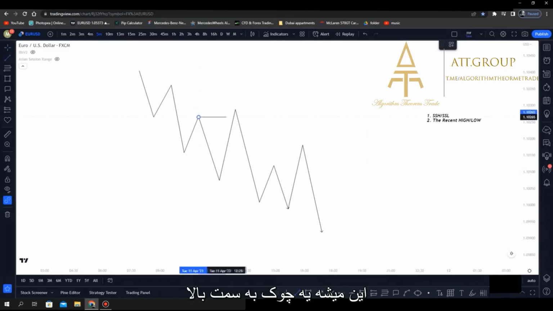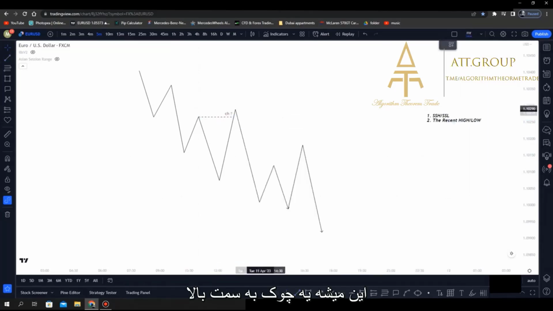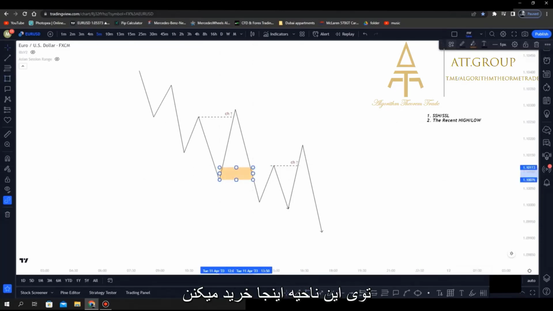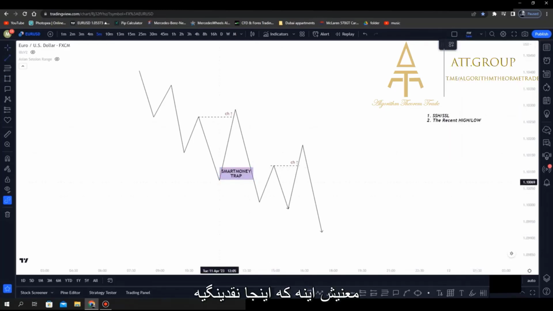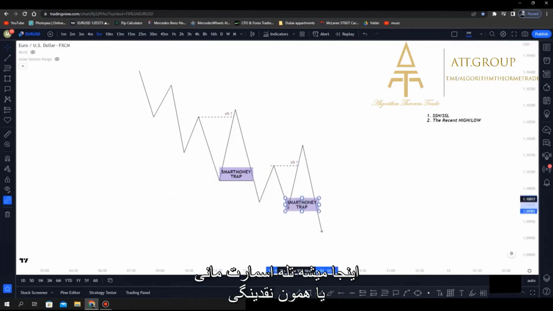this would be change of character to the upside, like this. This will be change of character to the upside. So a lot of SMC traders that are lost on the low time frame will be buying from this POI right here. So this is a smart money trap. So this means liquidity point. Same from right here, change of character to the upside. So this would be a smart money trap, aka our liquidity point.